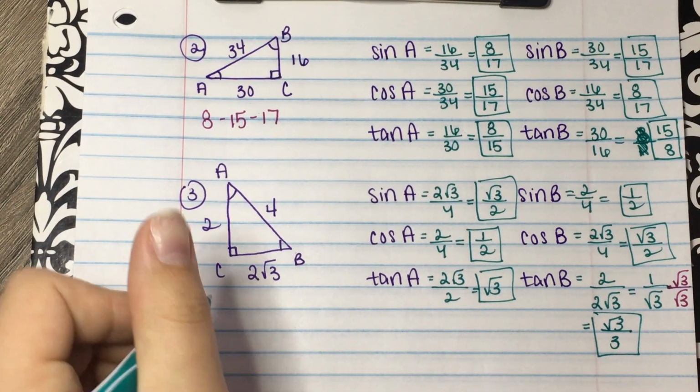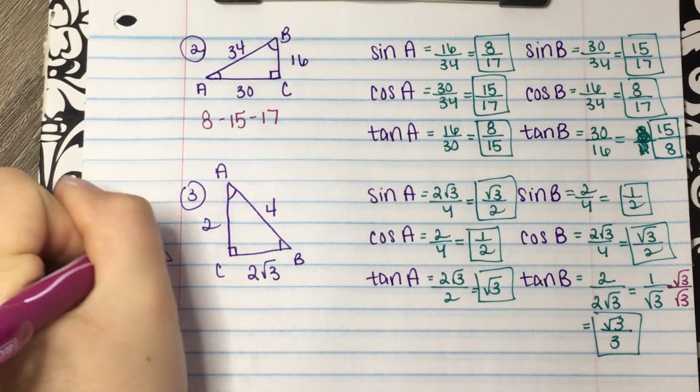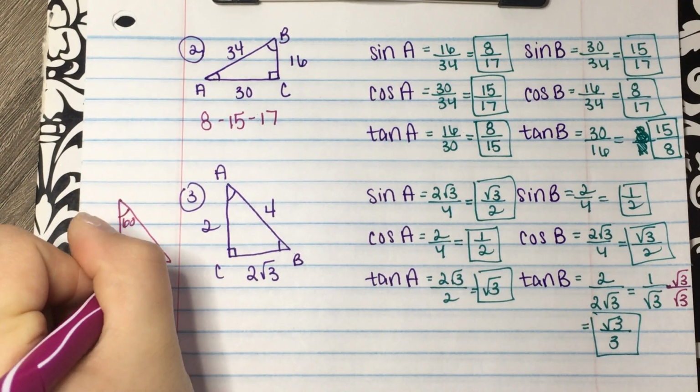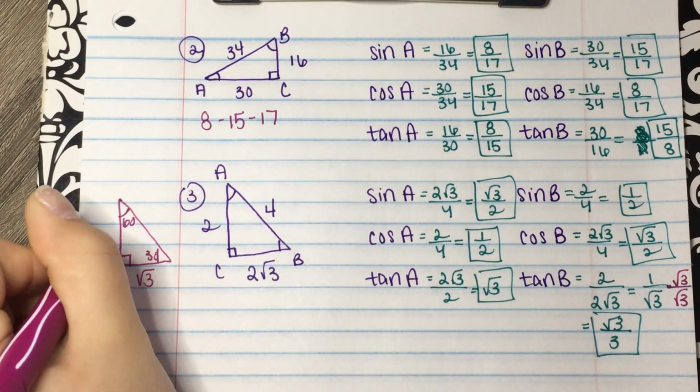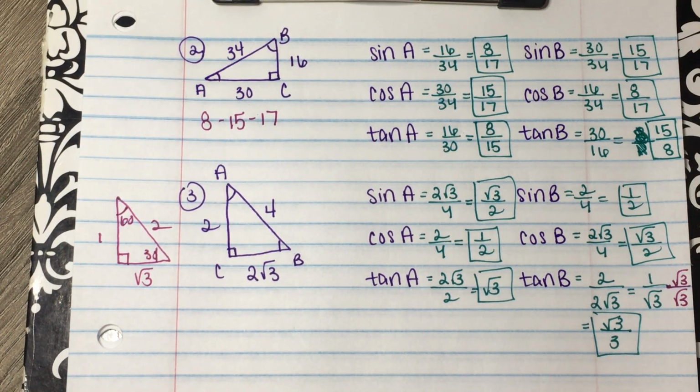All right, and then maybe you notice that this triangle is a special right triangle that we just worked with, and that's our 30, 60, 90. Here's 60, here's 30, here's square root of 3, 1, and 2, and you can see it's a 30, 60, 90 triangle, just a multiple of 2.